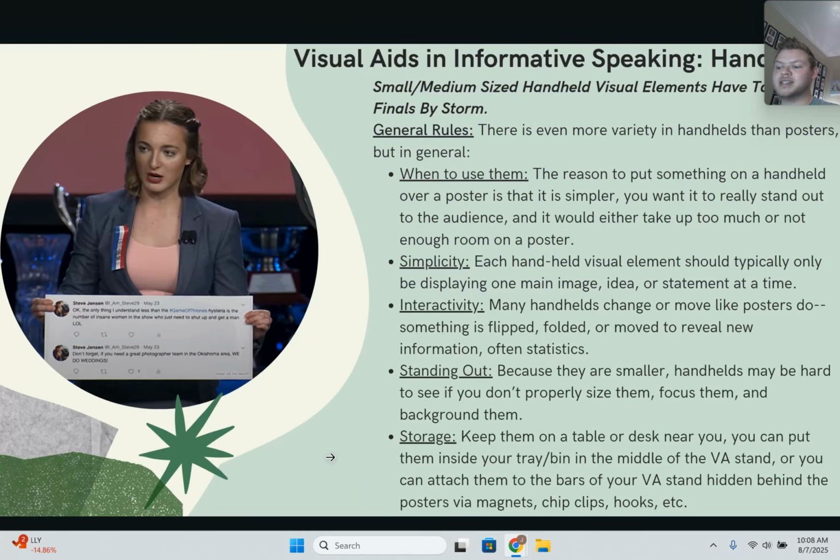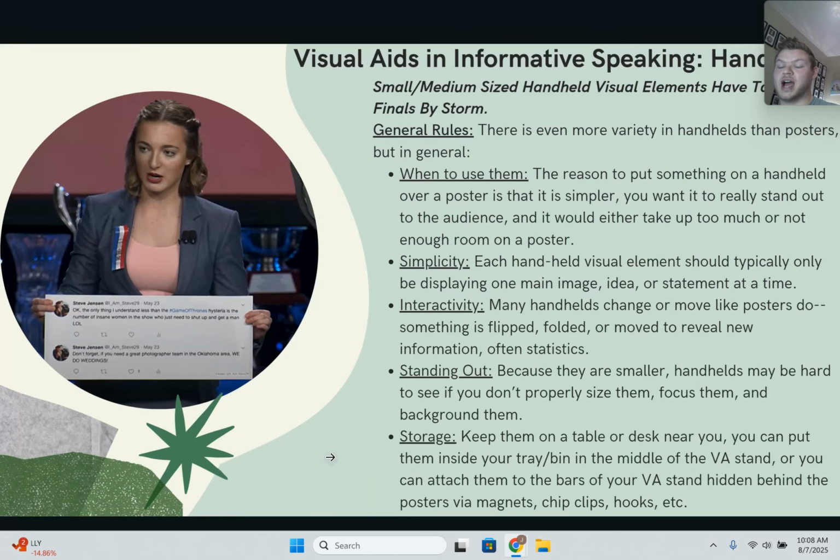When you want to stand out with your handhelds, because they're smaller, they can be harder to see if you don't make them the proper size, or if you don't have really good focus in the images. And oftentimes, if it's a photo, you want to make a background or a border of construction paper to help the photo stand out. You can also use bold text and bright colors. If something is big enough to be a handheld, but it's not the right size for a poster, how might you keep them stored properly?